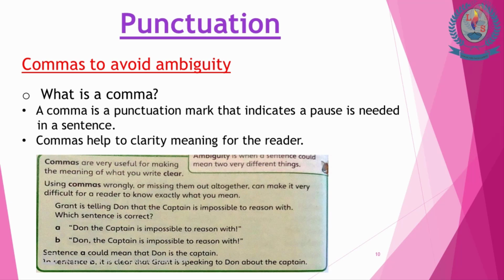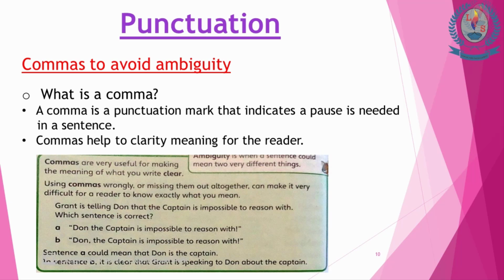Punctuation. Commas to avoid ambiguity. Do you know what is a comma? A comma is a punctuation mark that indicates a pause is needed in a sentence. Commas help to clarify meaning for the reader. Let's read the note given in your textbook. Commas are very useful for making the meaning of what you write clear. Using commas wrongly or missing them out altogether can make it very difficult for a reader to know exactly what you mean.